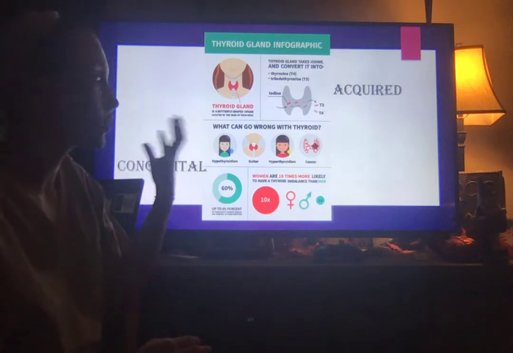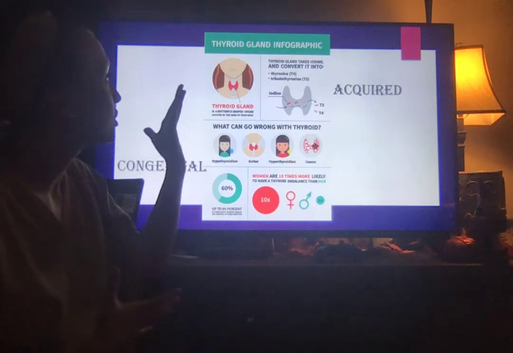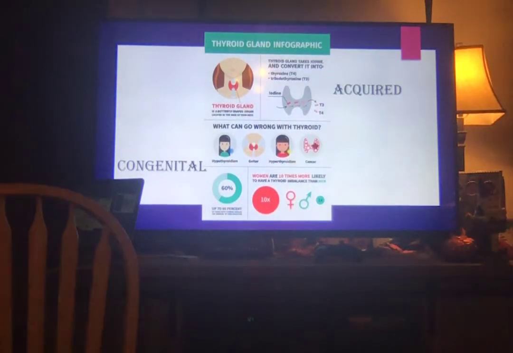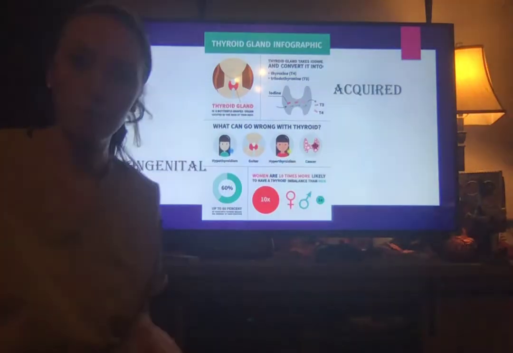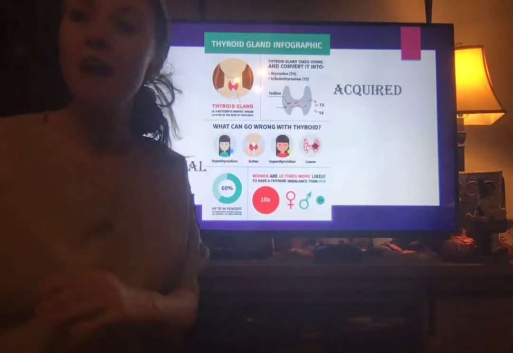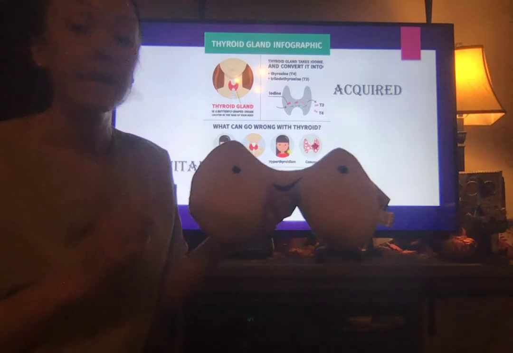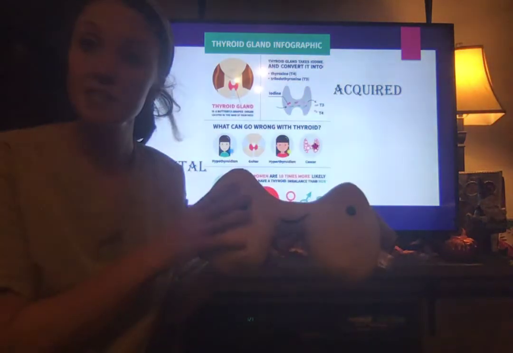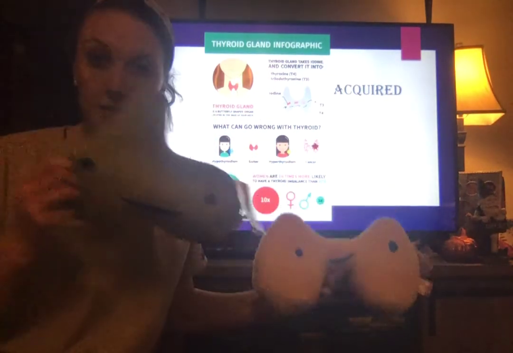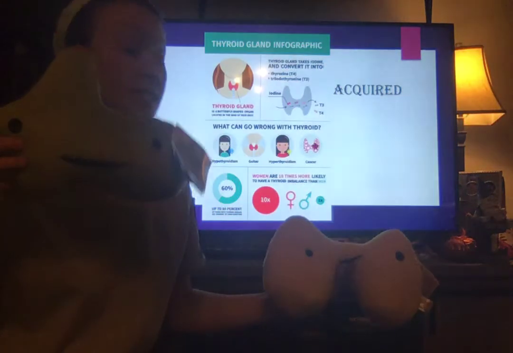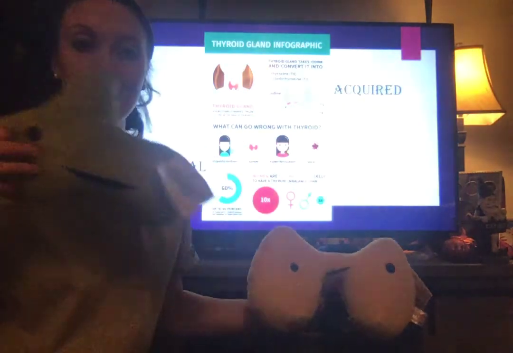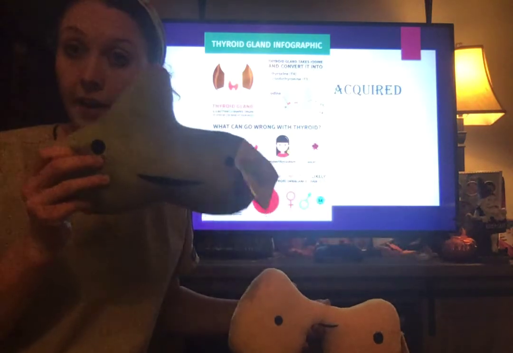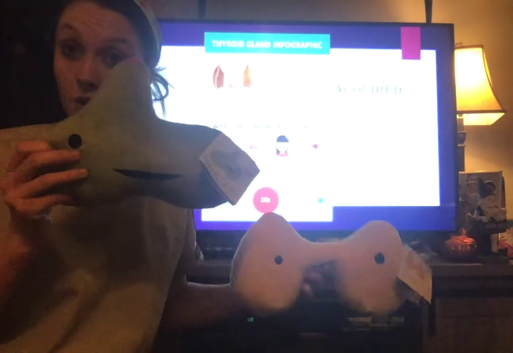So a congenital or acquired disease disorder is going to happen to your thyroid because, we'll turn this back on and better explain this. Okay, so like I said, your thyroid here is going to secrete T3 and T4. So think of this as a car. Your pituitary gland is going to send your thyroid TSH when your pituitary detects that the thyroid is low. So your pituitary can be your gas can and your thyroid is your car, okay?